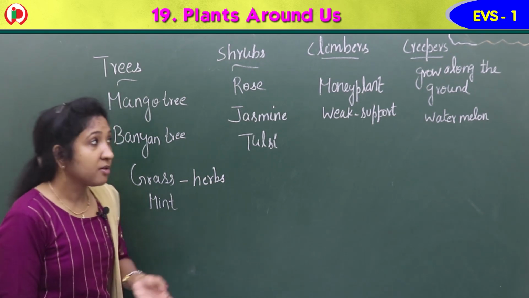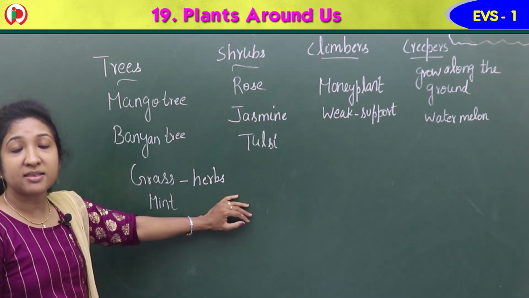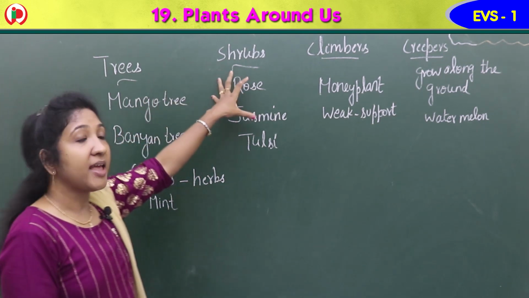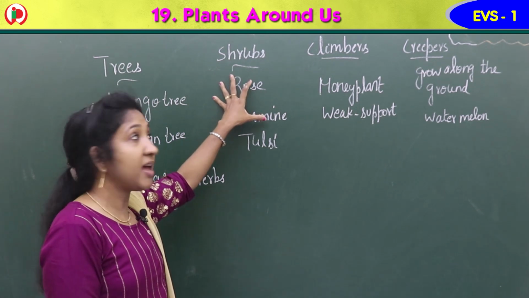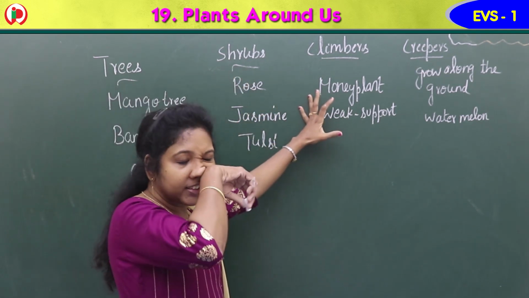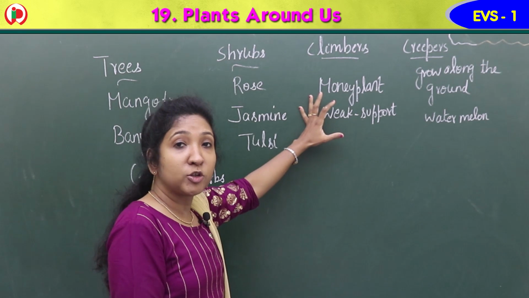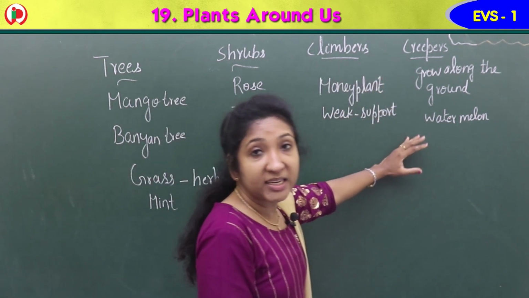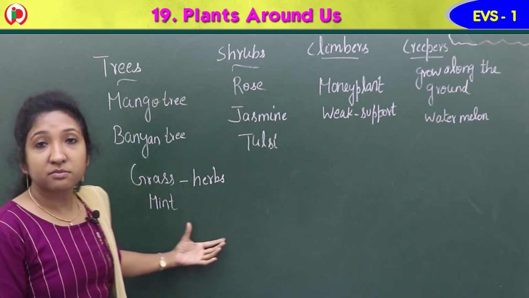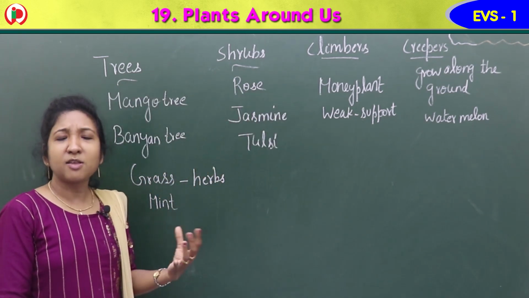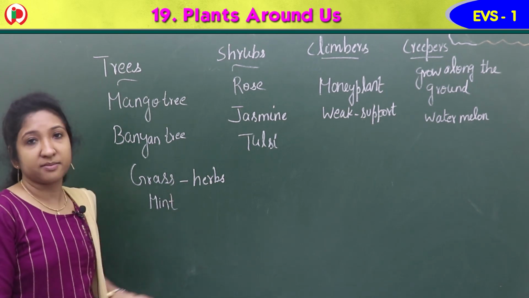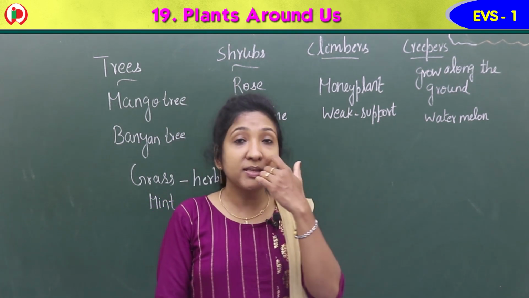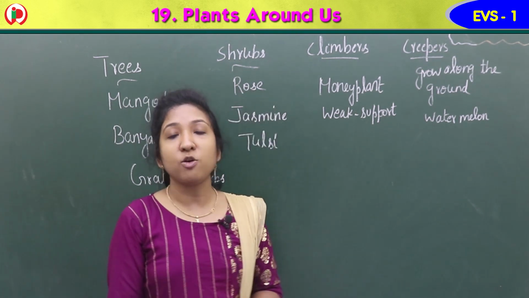H-E-R-B-S, herbs. So these are different types of plants around us. Big tall plants, trees. Then small bushy plants, shrubs. Then weak plants that need support to grow straight, climbers. Plants that grow along the ground, creepers. Then very small plants with soft stem we say herbs. H-E-R-B-S, herbs.